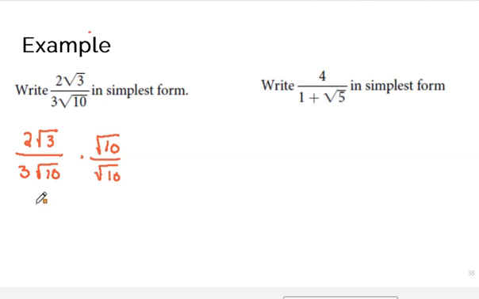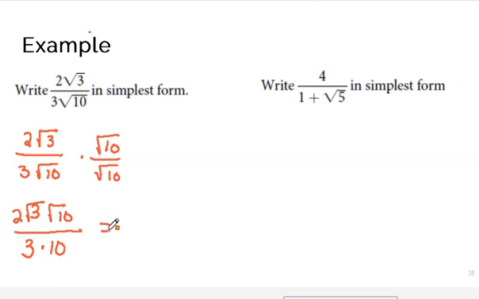When we do that, we'll get 2 radical 3, radical 10 in our numerator. And on the bottom, in the denominator, we're going to get 3, and then the radical 10 times the radical 10. So we have the square root of something times the square root of something. Well, the square roots cancel out. We're squaring a square root. They're inverse functions, so they cancel out. We'll be left with just the 10. So this is perfect. Now we no longer have a radical in our denominator.